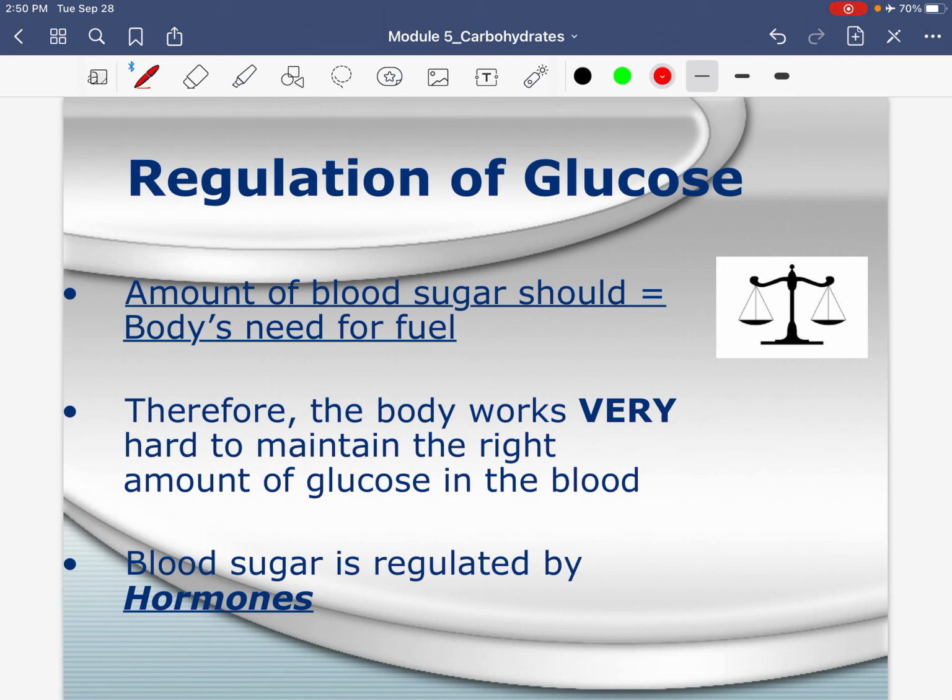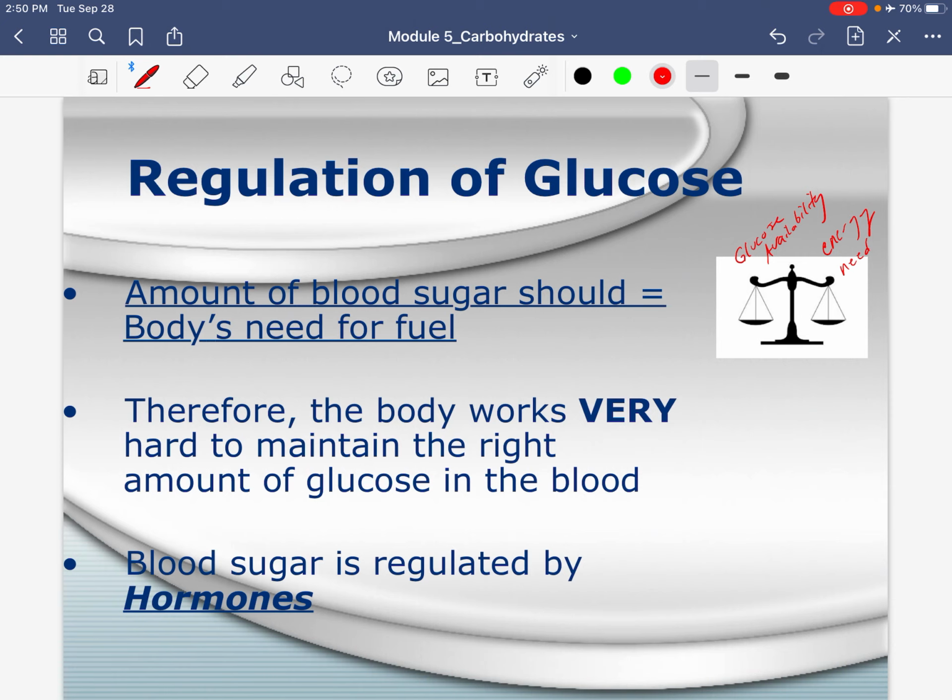All right. Basically, if we really simplify it, it's just like a scale. And we want the scale to be balanced. So if we have on one side our body's energy need, whatever that energy need is at a given point in time, we want to match glucose availability. If energy need increases, we also have to increase the amount of glucose that's available to the muscles.